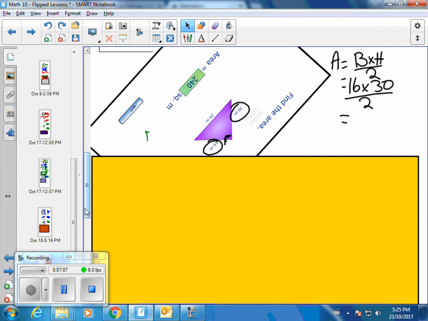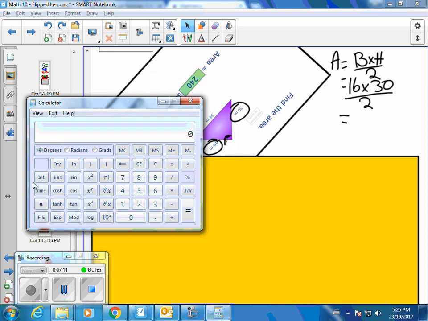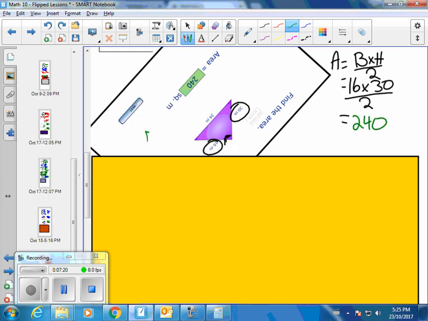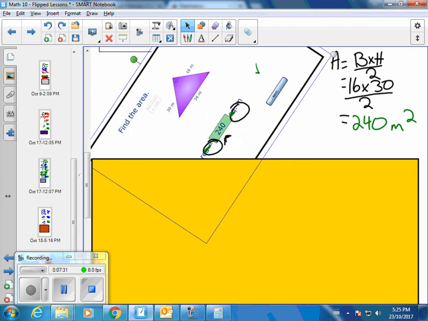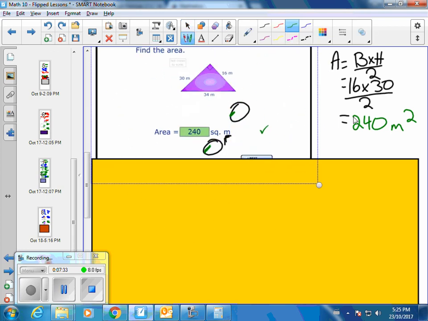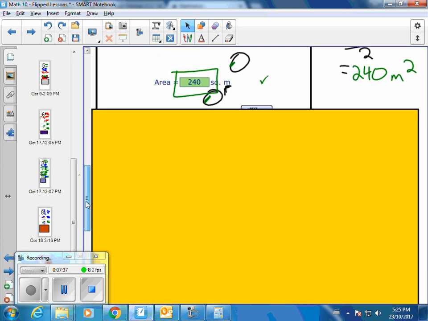Let's go ahead and pull up the calculator for this one. All right, so we have 16 times 30 gives us, we divide that by 2, we get 240. What's our unit? It is meters squared. If we check our answer here, oh, look, we've already got it right there for us. Our answer is 240. Awesome, we're on the right path.